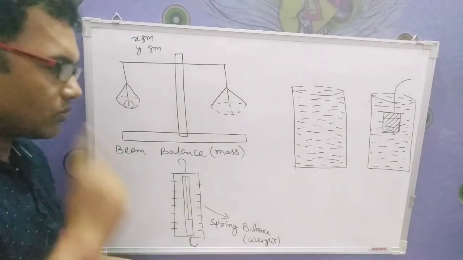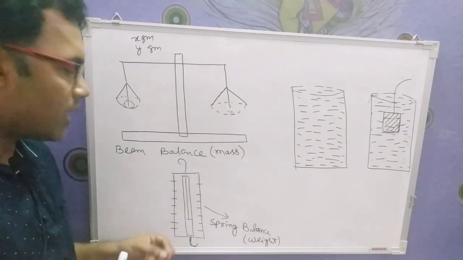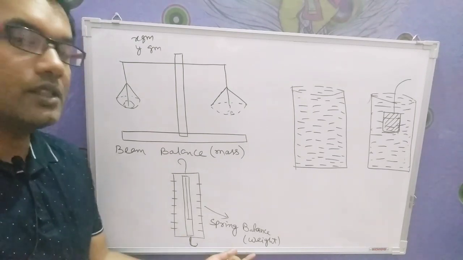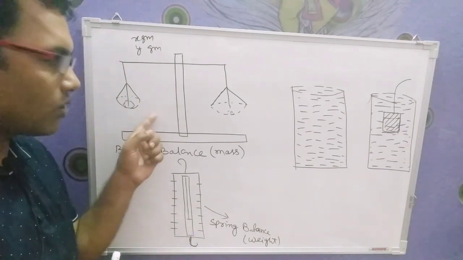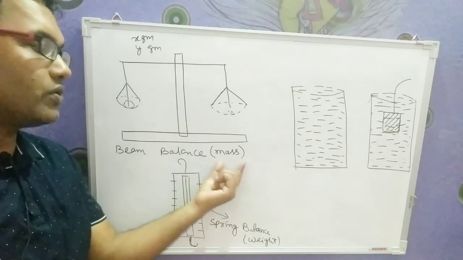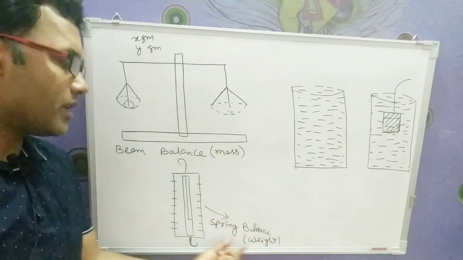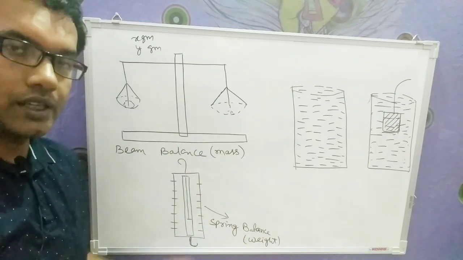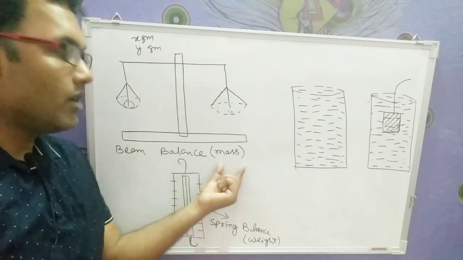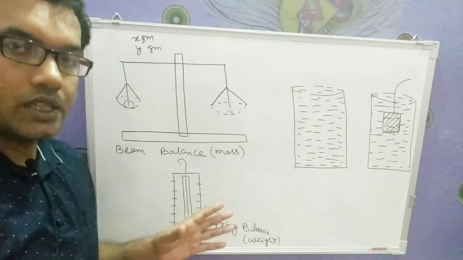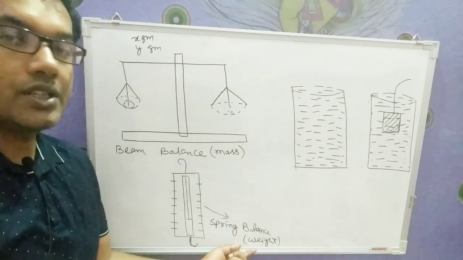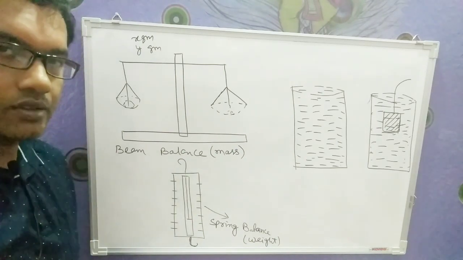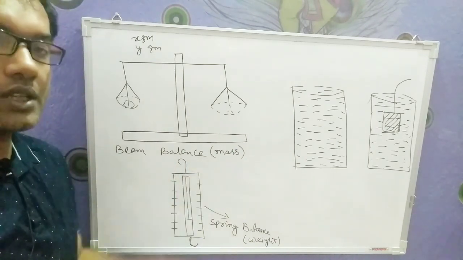Now see, students, many of you are confused between the beam balance and the spring balance. So I have drawn both the diagrams here. The beam balance is used to measure mass, the spring balance is used to measure weight. One more difference is, mass is constant at all places, but weight changes from place to place. Hope, students, this experiment is clear to you.